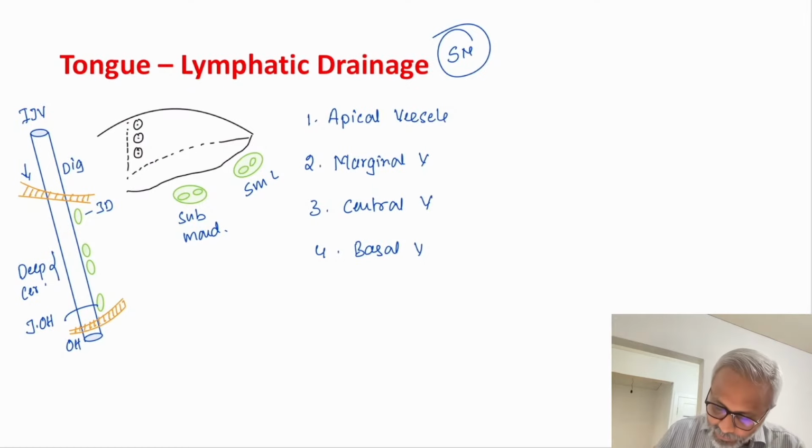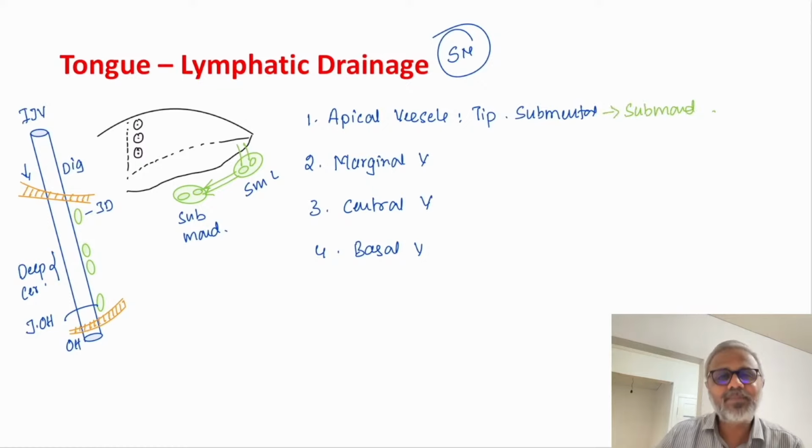The apical vessels drain the tip of the tongue. And where do they drain? They drain into submental lymph nodes. So the lymph from the tip goes here, and from here the efferents will reach the submandibular lymph node. So submental to submandibular. What about marginal?